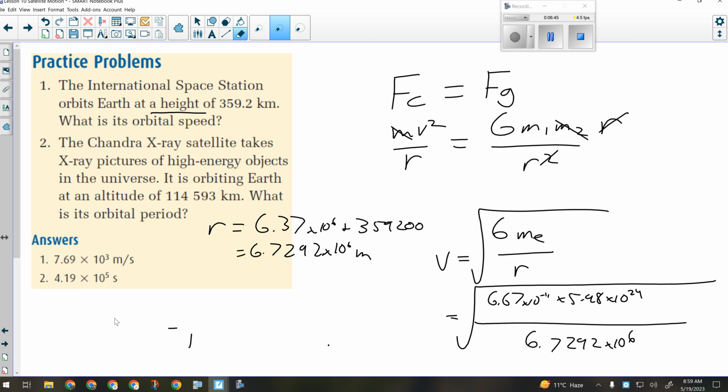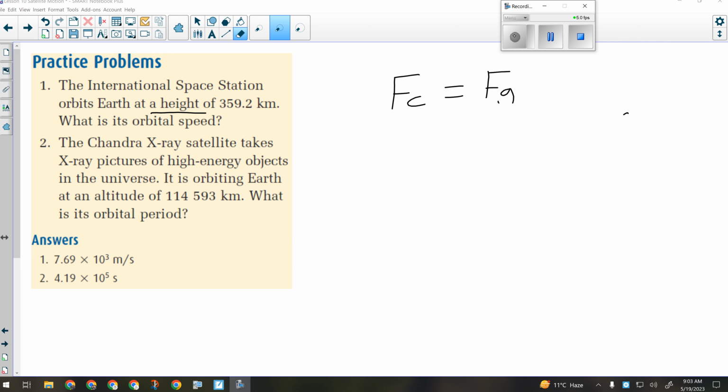Okay, I'll give you a couple more minutes on number 2. Looking for the orbital period on that one. And I will try not to screw up the calculator this time. So number 2 is going to start out the same way, FC equals FG, but now we're going to have to do that substitution because our givens are different.